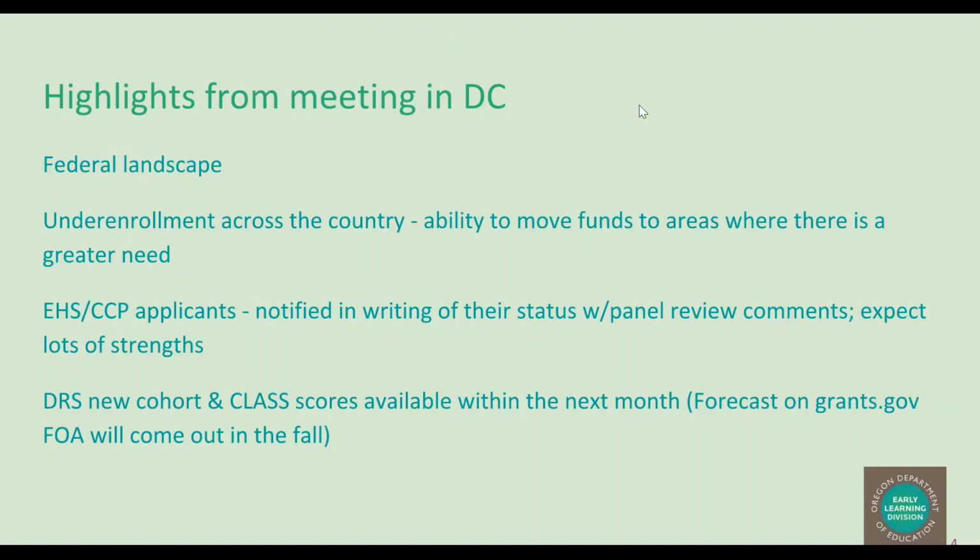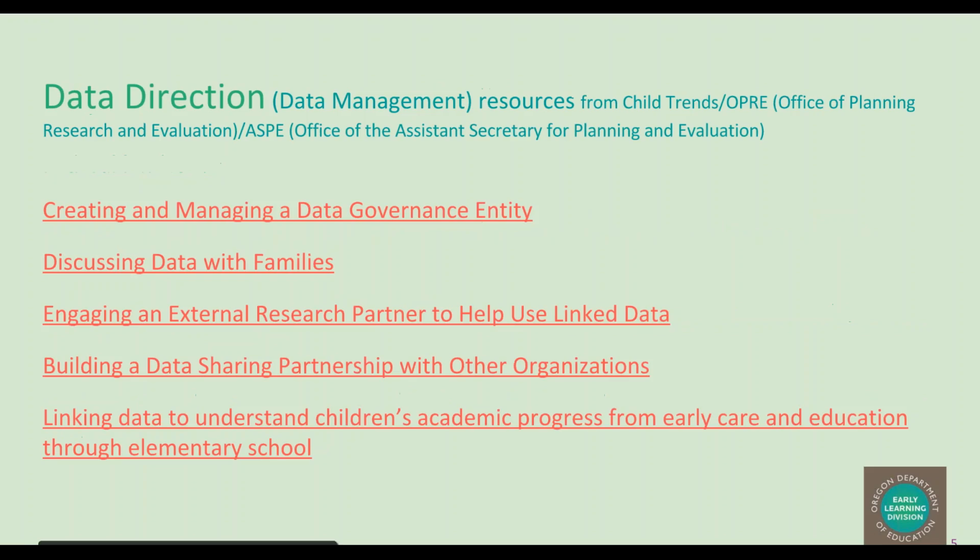They also talked about the DRS, Designation Renewal System, and the new cohort should be coming out within the next month. And as well with that, they should have the class scores available for individuals that are curious where the class scores are at with the 10%, the lower 10%. And this should be available within the next month, they said, and it would be forecast on grants.gov, and the actual funding opportunity announcement, or FOA, will come out in the fall, so that we can be aware of those timelines, because they're kind of falling in step with how those are being done and awarded. So that was pretty much the gist of what we covered in DC.